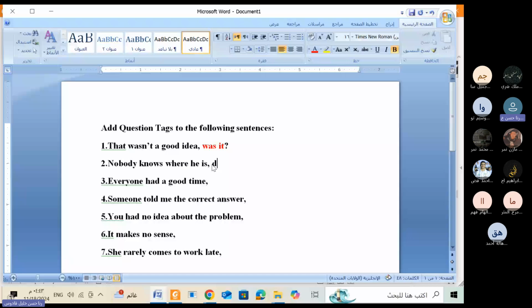This is the answer. Again, Tawjihi, I want to focus here. We said body, no, one with no, every and some are replaced by they. This is the first point I want to focus on. When you have no, it means your statement is negative, and in this case the tag should be positive. So nobody knows where he is. The tag is do they. The next one, Malak.